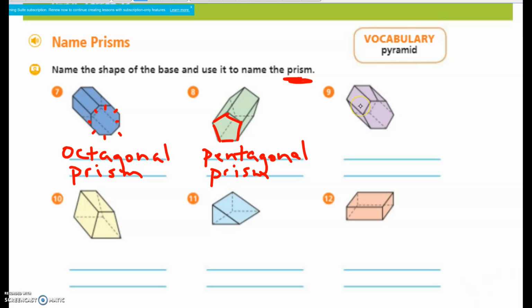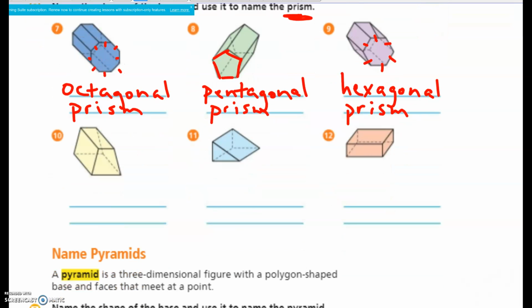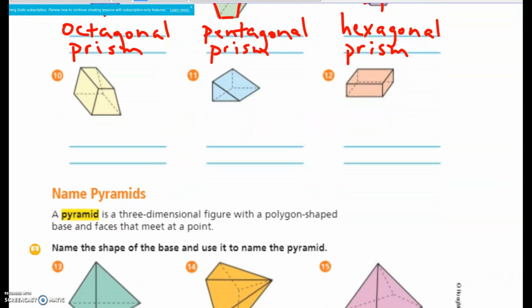All right, this is another prism. Take a look at the sides. 1, 2, 3, 4, 5, 6. It is a hexagon. And you add the AL, and it is a hexagonal prism. We had one similar to that in yesterday's homework. It was a little shorter and squattier, but it was a hexagonal prism.